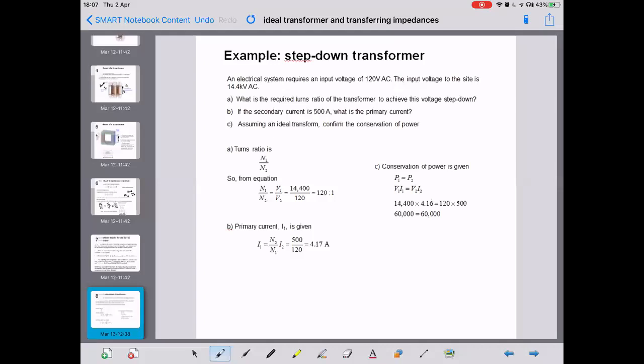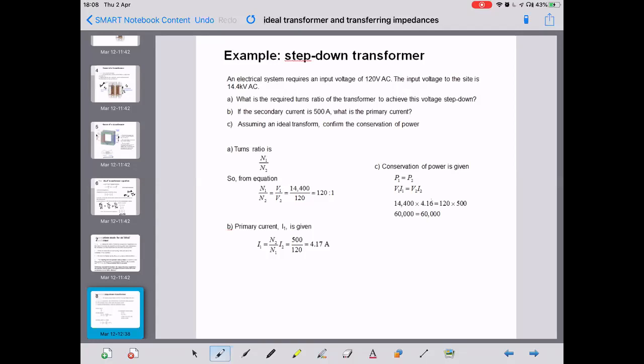Okay, recording. Right. So on the next page there's an example calculation around an ideal transformer. An electrical system requires an input voltage of 120 volts. The input voltage to the site is 14.4 kV. What is the required turns ratio of the transformer to achieve this voltage step down? If the secondary current is 500 amps, what's the primary current? And assuming an ideal transformer, confirm the conservation of power.